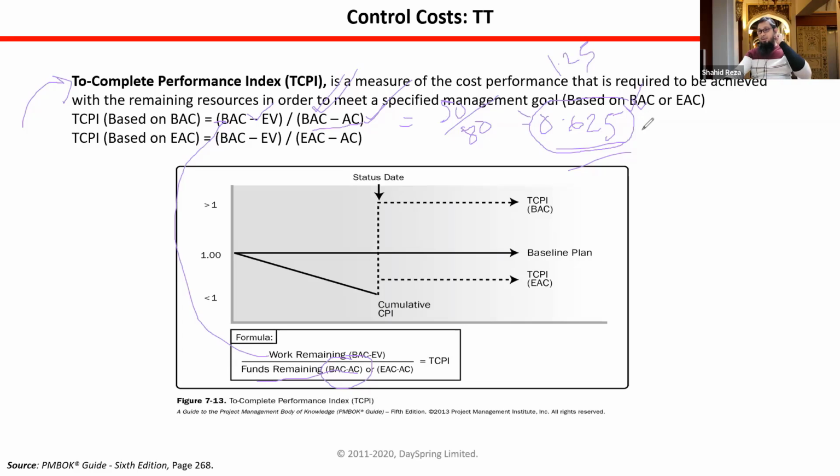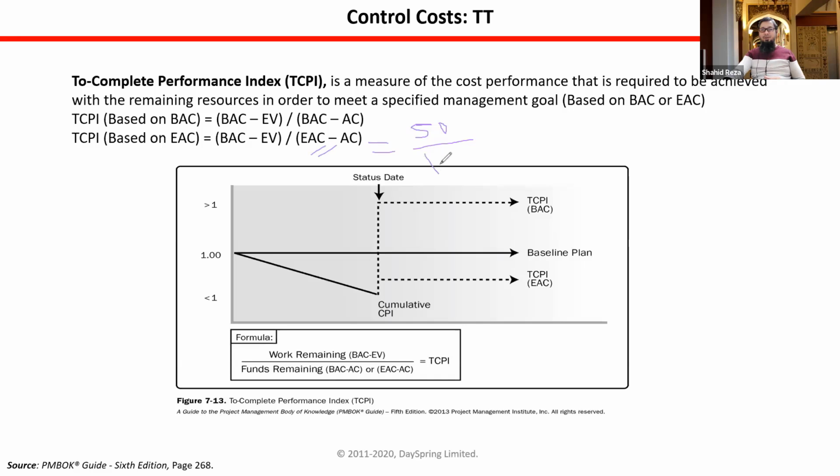So management will always look for the best performance that you can show. So for our case, if you use this formula, what will happen? This is $50, and our new EAC was how much? 160, right? And actual cost was 120. So what is coming here? 50 divided by $40. So this is 1.25.